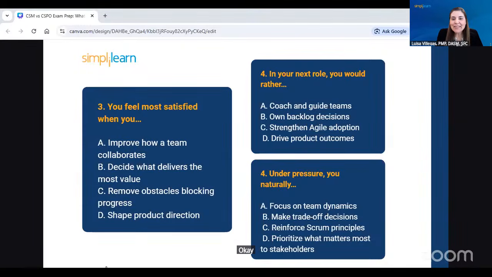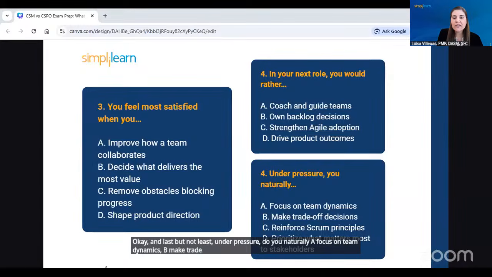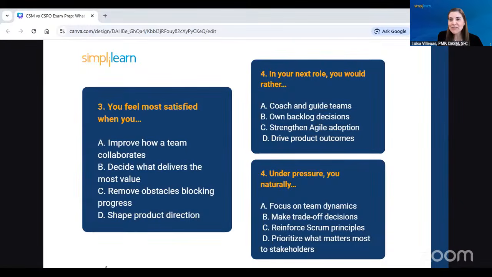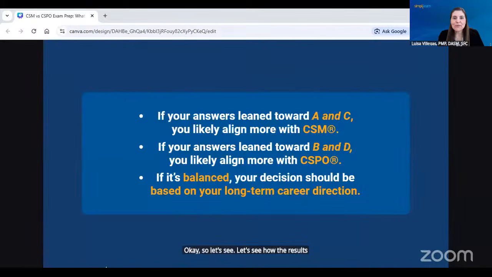Okay, and last but not least, under pressure, do you naturally A, focus on team dynamics, B, make trade-off decisions, C, reinforce the Scrum principles, or D, prioritize what matters most to stakeholders? Okay, we have some C's, some D's, mostly C's and D's. Interesting. Some A's as well. Okay. I like the tallying of all the answers. That's good. Okay, so let's see how the results shape up, Shweta.